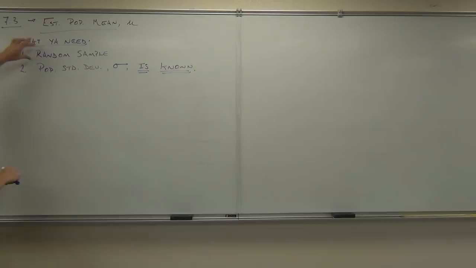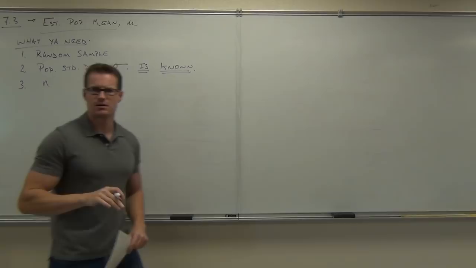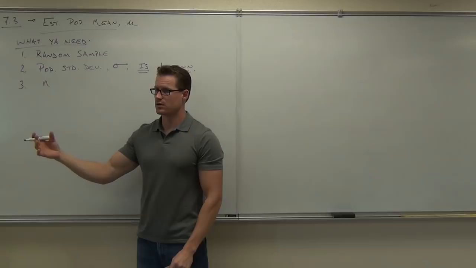First one, random sample, no problem. Second one, you know the sigma, the population standard deviation. And the third one, you've seen this before also. There was a magic number for N. By the way, what does N stand for again? You should all know this. Number of trials, that was for proportions, or sample size. N stands for sample size.